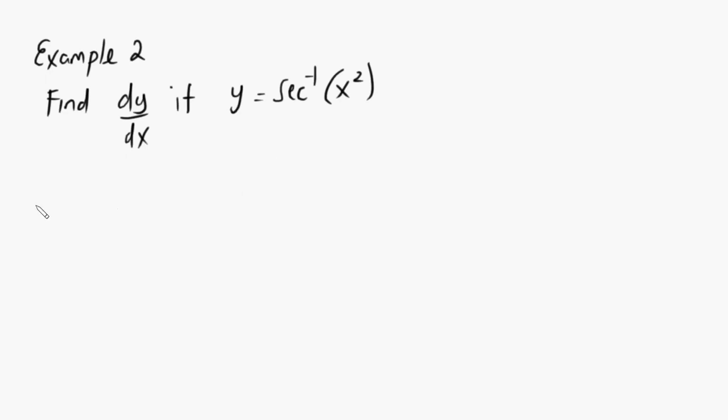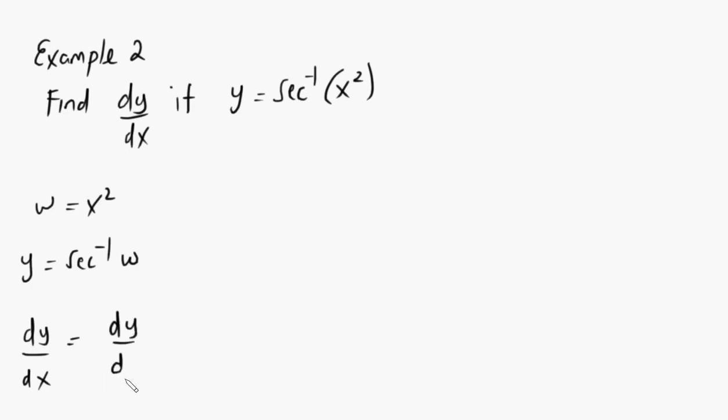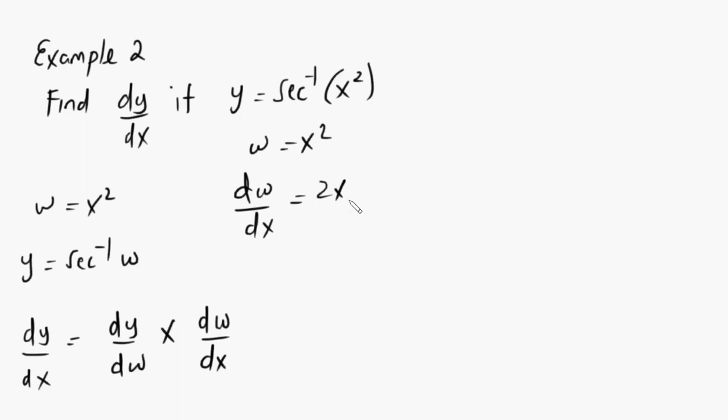So I'm going to use the chain rule, just going to let w equal x squared. So y now is just sec inverse of w. So from the chain rule, dy dx will just be equal to dy dw times dw dx. So from this w equals x squared, I just get my dw dx is 2x.